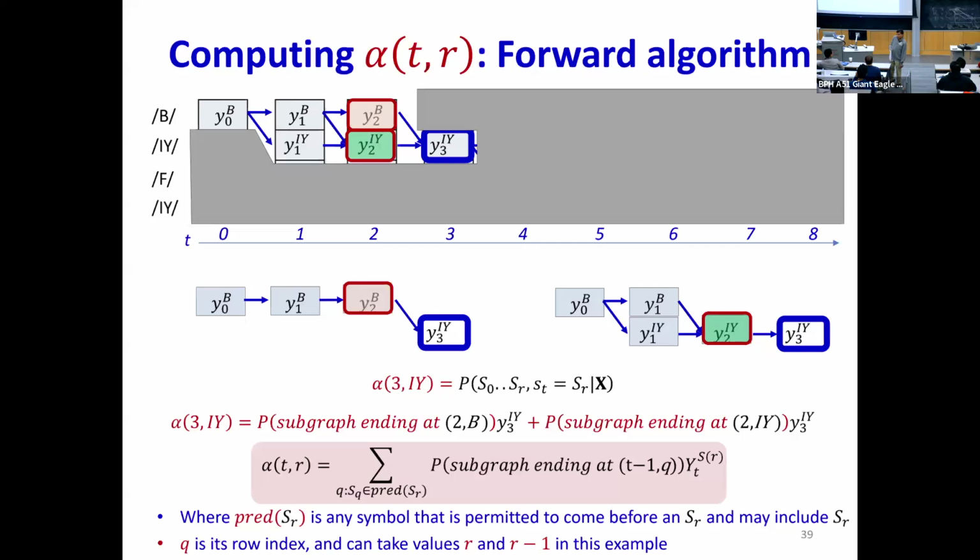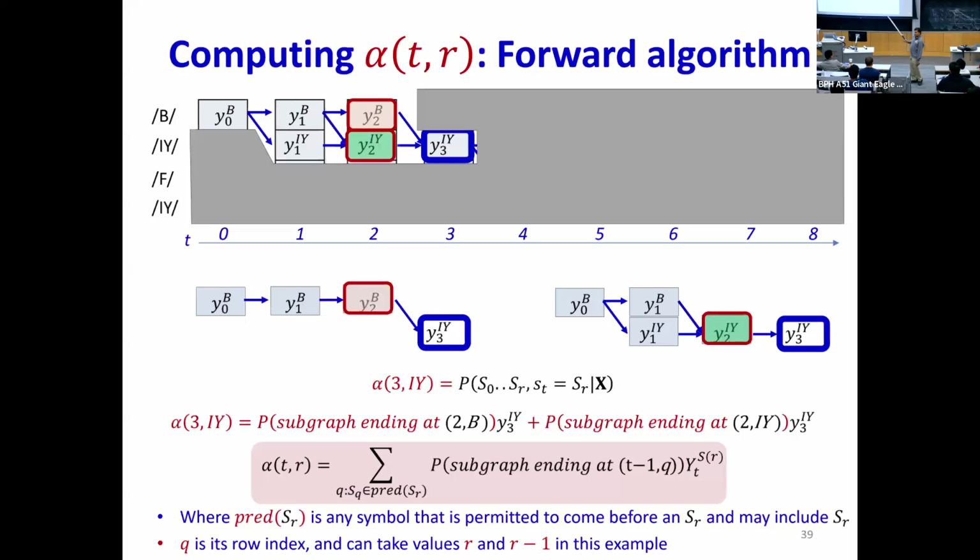Yeah, so what would that be in our notation? Again, if alpha T,R is the total probability of paths that end up at 3E, what is the total probability of all paths that end up at 2B? What would that be? Alpha T minus 1. You're saying? Alpha T minus 1, R minus 1.